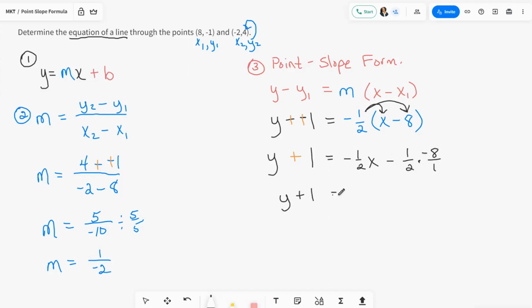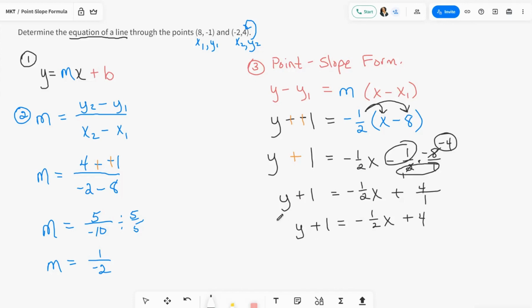We've got y plus 1 is equal -1/2 x. This 2 divides into itself once, and it divides into this -8 4 times. So we've got a -1 times a -4. -1 times a -4 gives us a +4 all over this 1 times that 1 gives us a 1. So I've got y plus 1 is equal -1/2 x plus 4. This is almost at this form y equals mx plus b. That's our goal, to get this equation of the line through these points in the slope-intercept form.